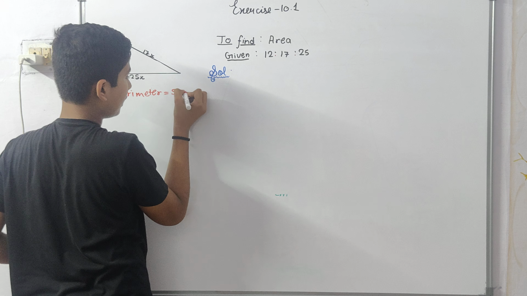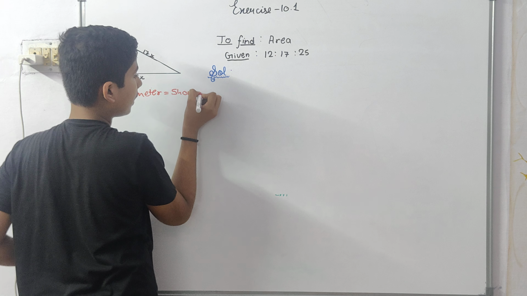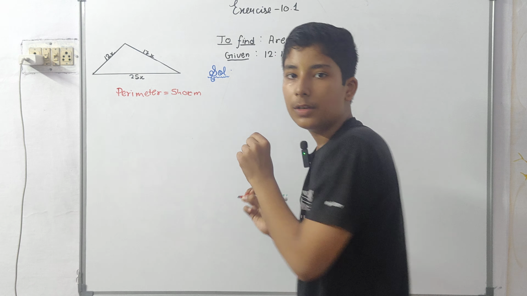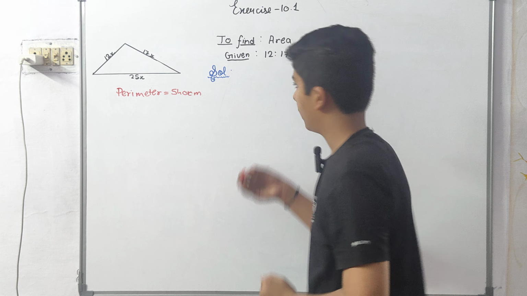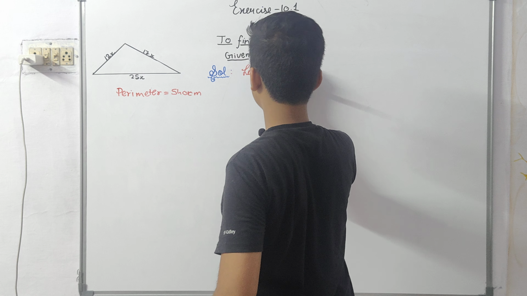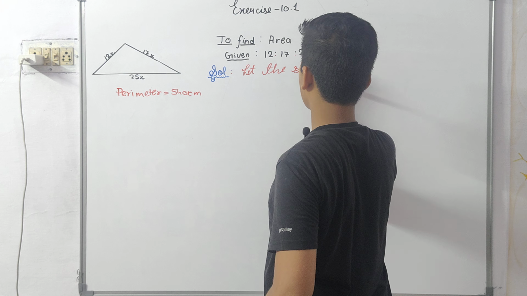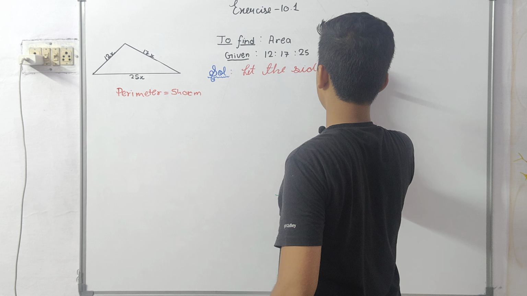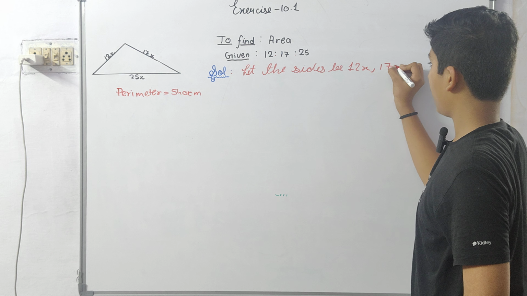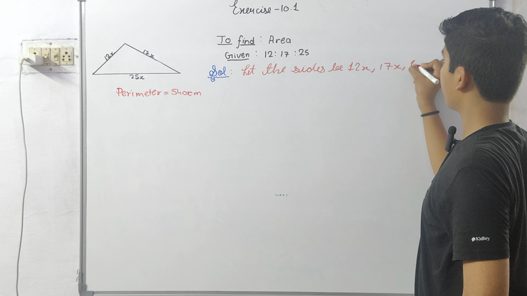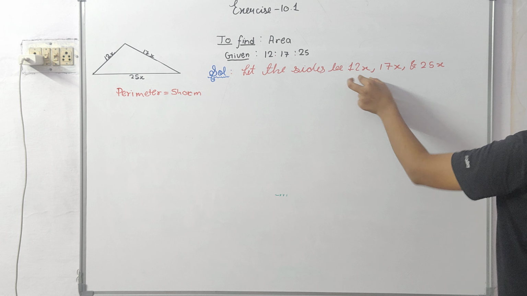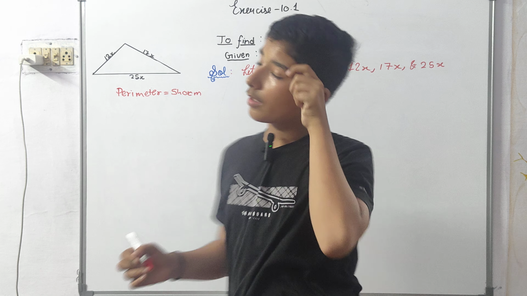Perimeter is 540 centimeter. So now let the sides be 12x, 17x and 25x.